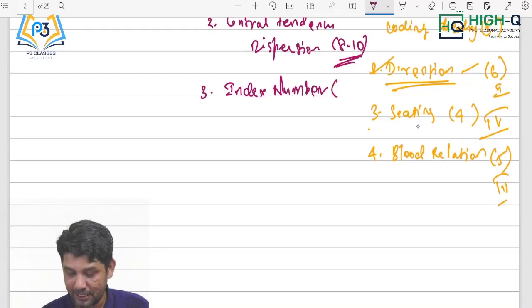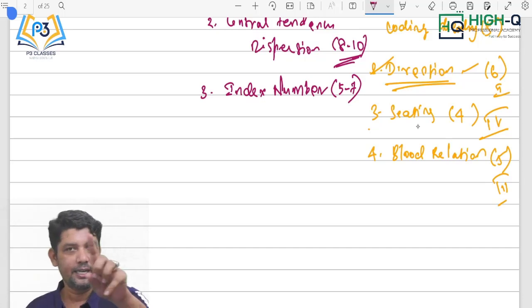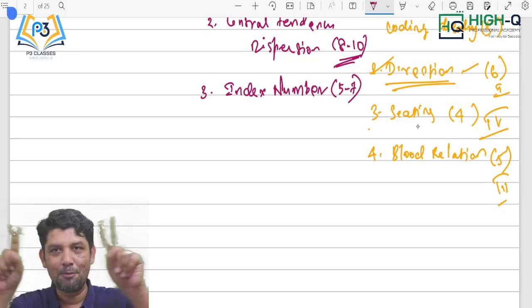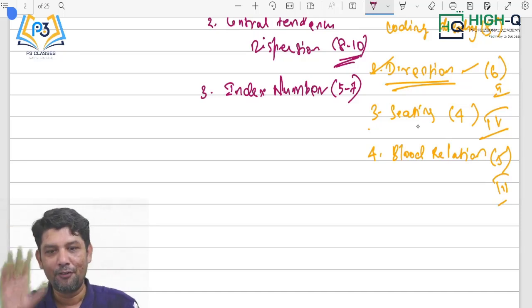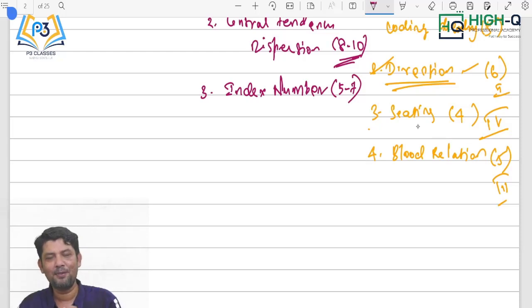Okay, index number. Again, 5 to 7 marks I am expecting from index number. Index number is scoring. I hope you all agree with me. Last time, have you noticed the question? One table was given. Find Fisher's formula, find Laspeyres' formula. Same table. But sir, it was simple, no sir? No. Have you seen the trick? Look at all the options. Every answer was very close to the other answers.